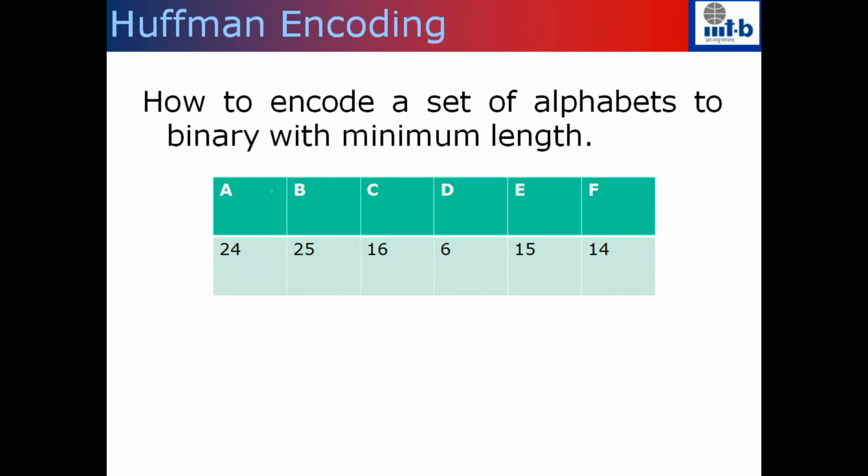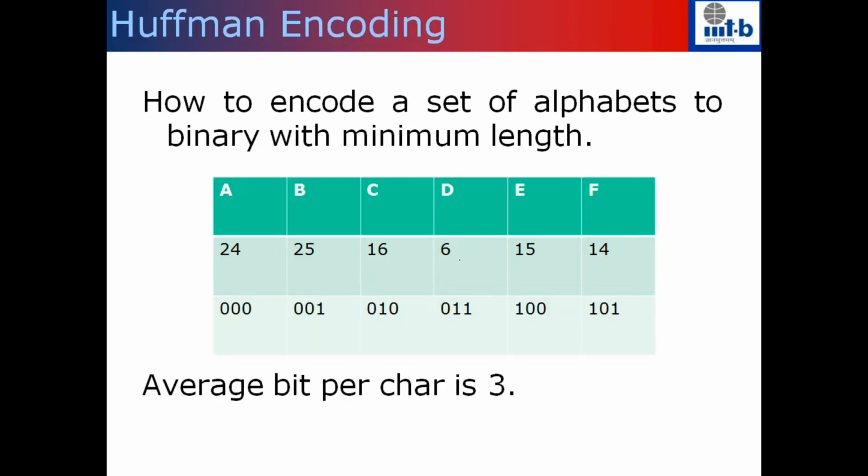In this example, let's assume that the alphabets are A, B, C, D, E and F, and we are given the frequencies. In other words, given a long text of 100 characters, on average A appears 24 times, B appears 25 times, and D appears 6 times, and so on. Given the frequency of these alphabets in the text, we want to encode it into binary so that the length after we encode it is minimum.